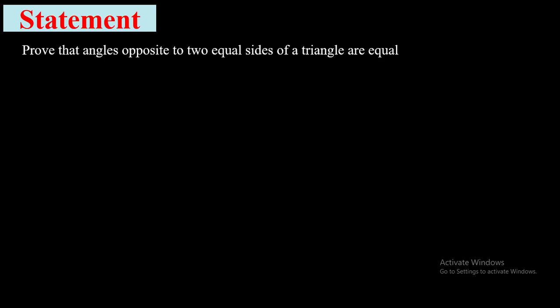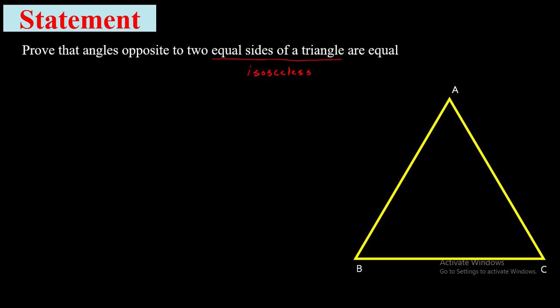Now, there is a statement that must be proven, and we will use this SAS congruence criteria to prove this statement. It says, prove that angles opposite to two equal sides of a triangle are equal. Two equal sides of a triangle means we have an isosceles triangle, because it is the triangle in which two sides are equal. That means we have to prove that angles opposite to two equal sides in an isosceles triangle are equal.